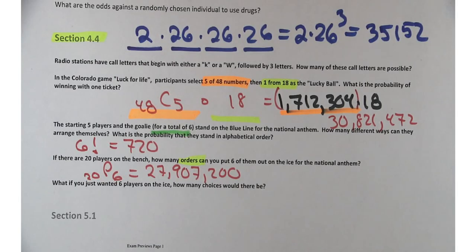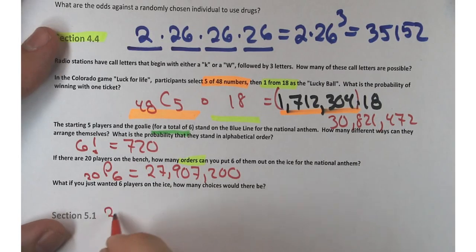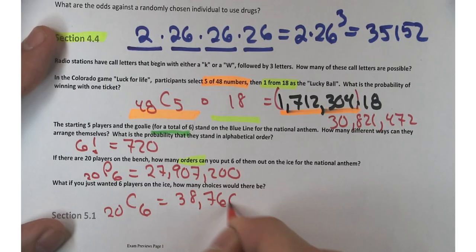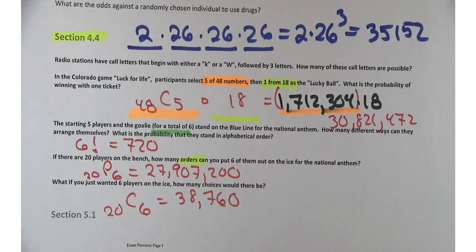What if all you cared about was the 6 players you put on the ice? How would that change things? Lizzie, what do you think? If I just said, well, throw 6 players out on the ice, I don't care who, then you would use combinations instead. Yes, you'd use combinations. So it'd be 20C6. There's going to be a lot fewer of them. 38,760. Nice.